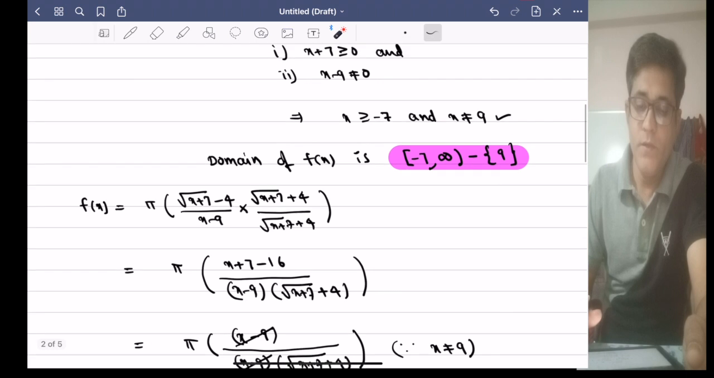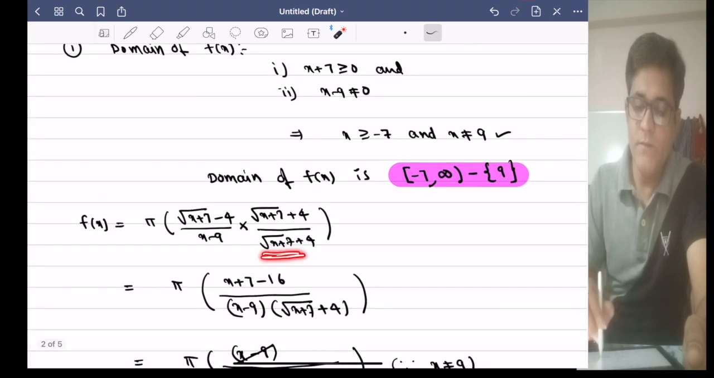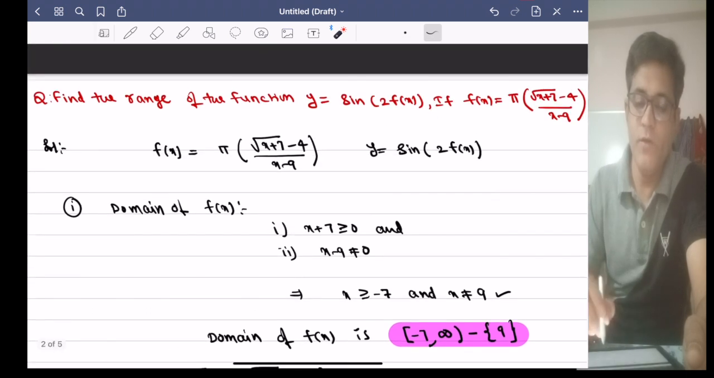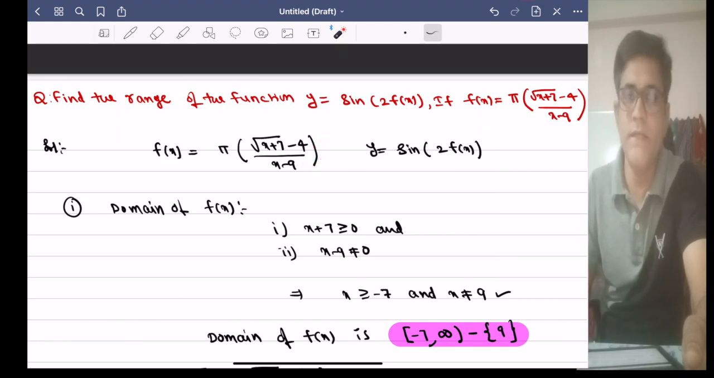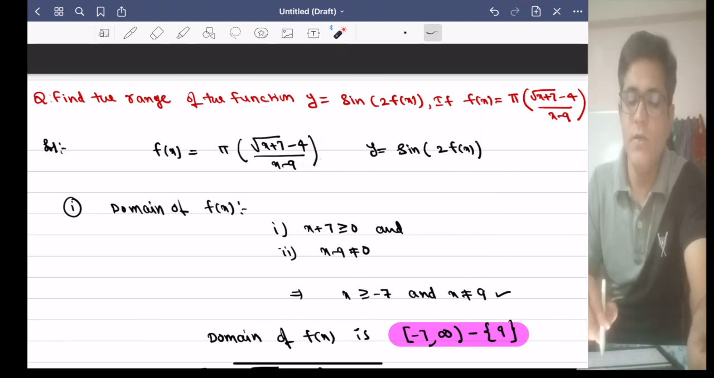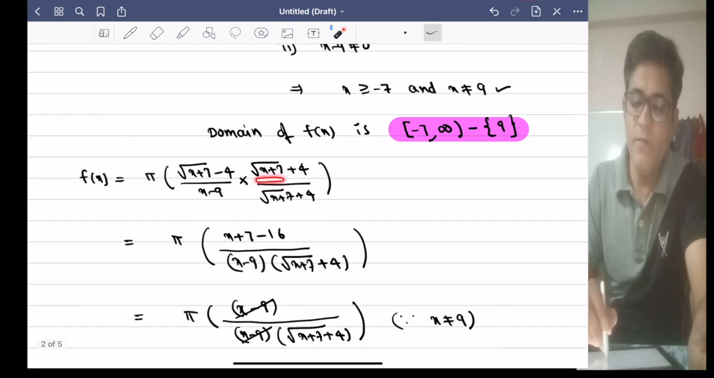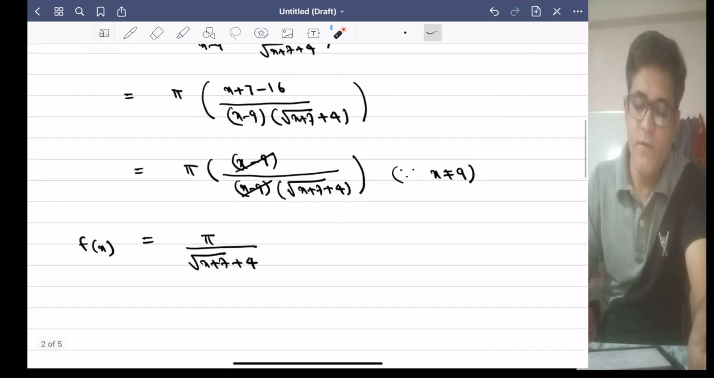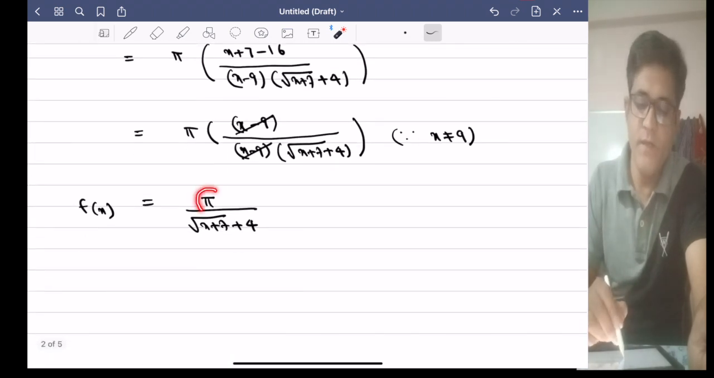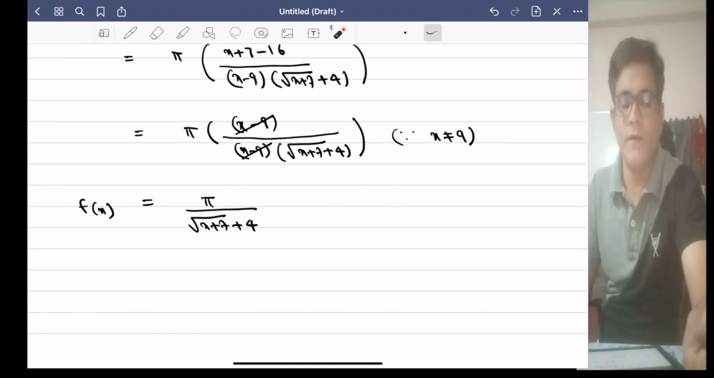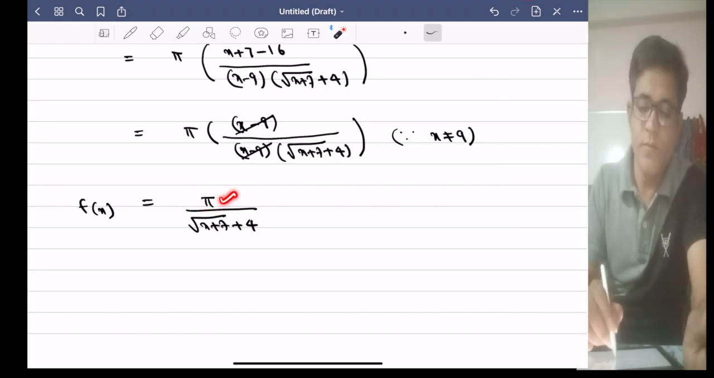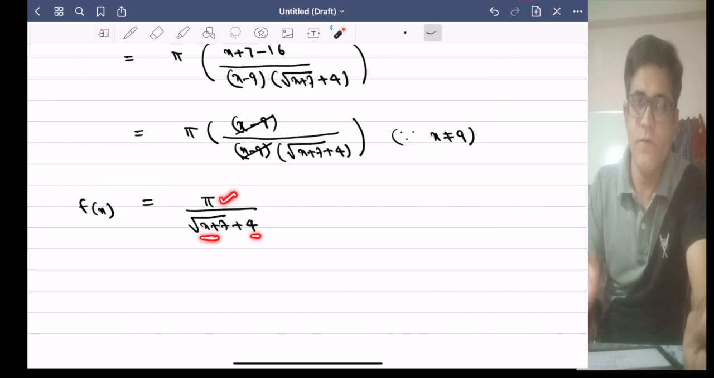So why have we done these manipulations? If you observe the question, in f of x the numerator and denominator both contain the variable x. To get rid of the variable in the numerator, I have multiplied and divided by root x plus 7 plus 4, so that we get a constant in the numerator. So f of x equals pi over root x plus 7 plus 4.